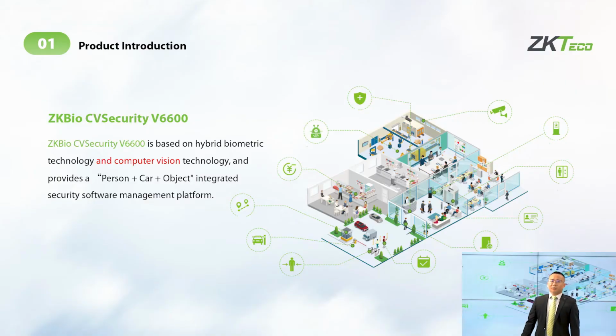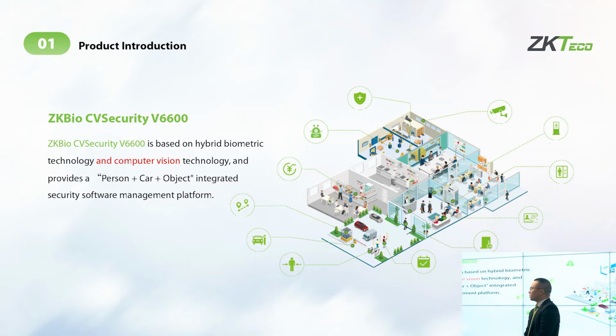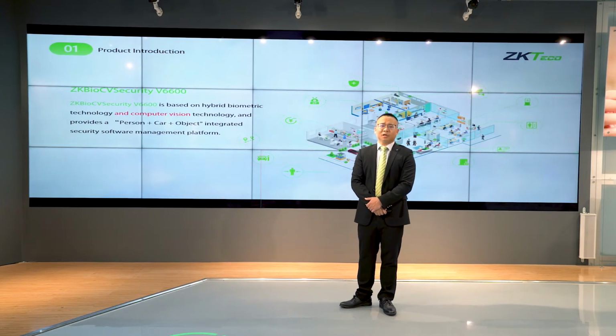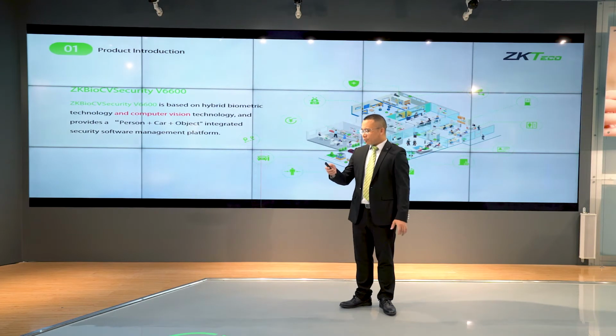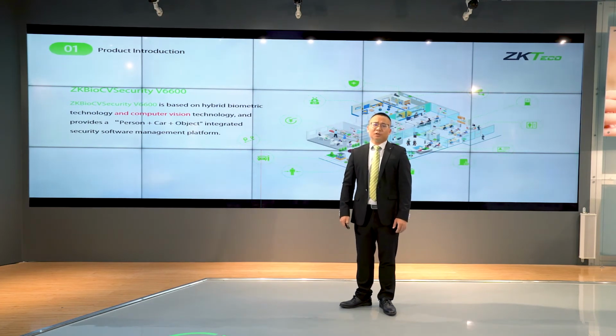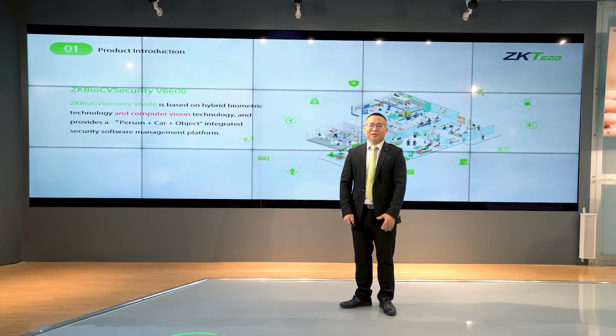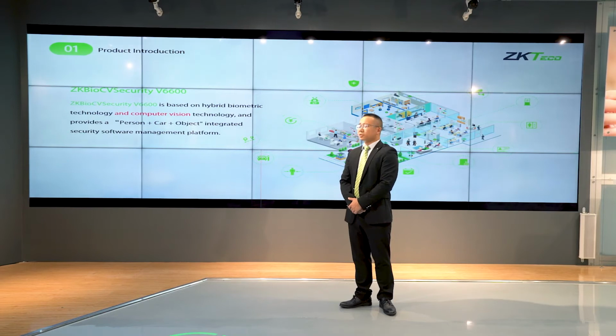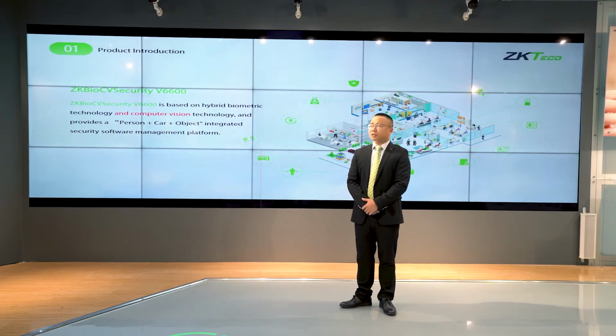So what is ZKBio CVSecurity? It's based on hybrid biometric and computer vision technology and provides a person, car, and object integrated security software management platform. Here there may be some doubts. Everybody knows ZKBio Security, but today we share the new concept, ZKBio CVSecurity. So what's the difference between ZKBio Security and ZKBio CVSecurity?